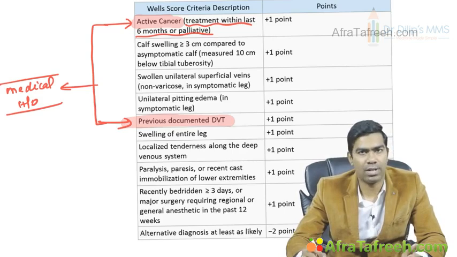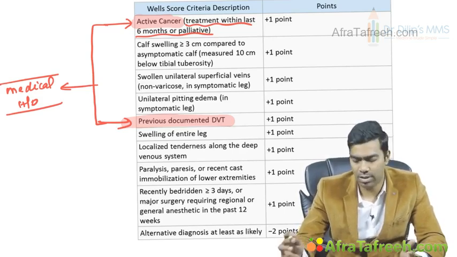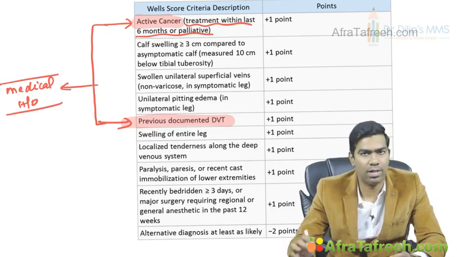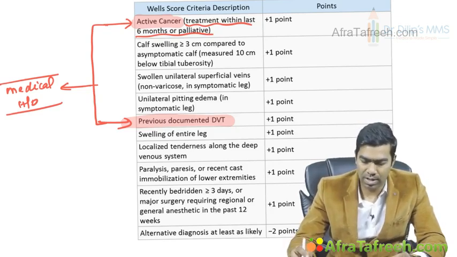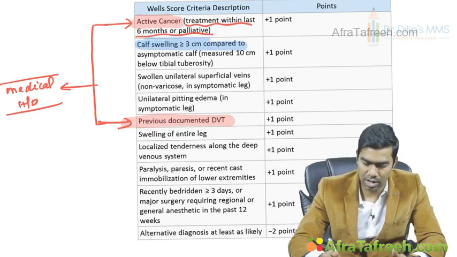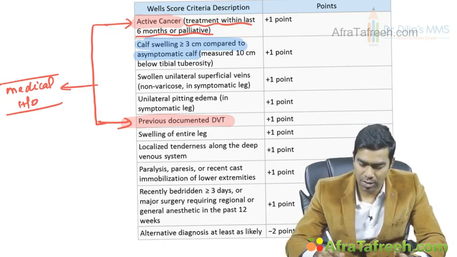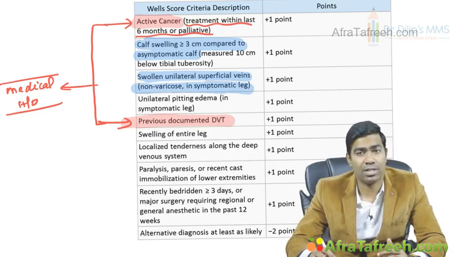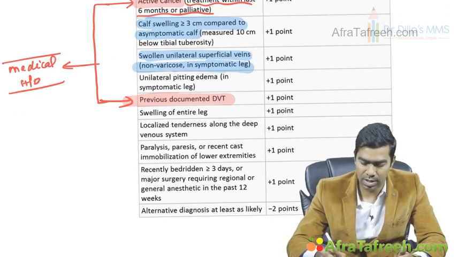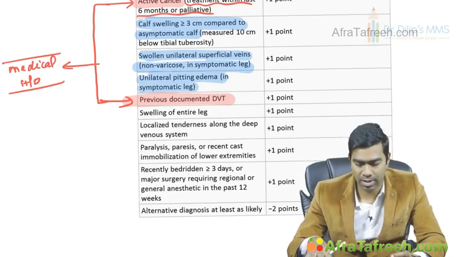So this is what we call an active cancer by definition anyway. These are the two things that carry 1 point in the Wells score. Apart from that, certain other things you can categorize, like calf swelling of more than or equal to 3 cm compared to the asymptomatic calf, which I already described, 3 cm above is very high risk. Then you have swollen unilateral superficial veins, which are non-varicose type in the symptomatic leg, and unilateral pitting edema in the symptomatic leg.